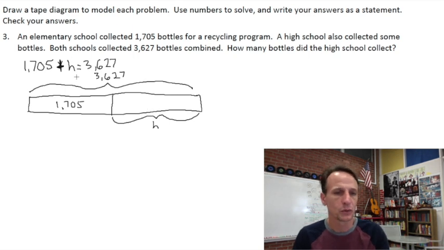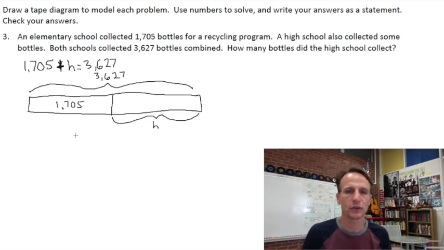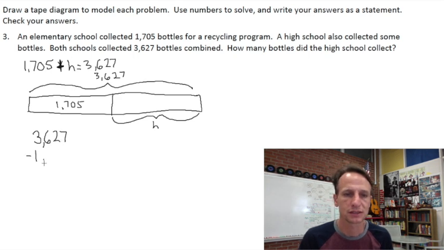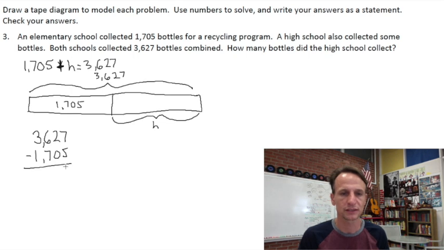And don't you see how we have the whole minus the part will give us the unknown part. So let's go ahead and do that math. We read, we drew. Let's do the math writing part. We have 3,627, and we are subtracting 1,705. Okay, so 7 minus 5 we can do. That leaves 2. 2 minus 0, again 2.